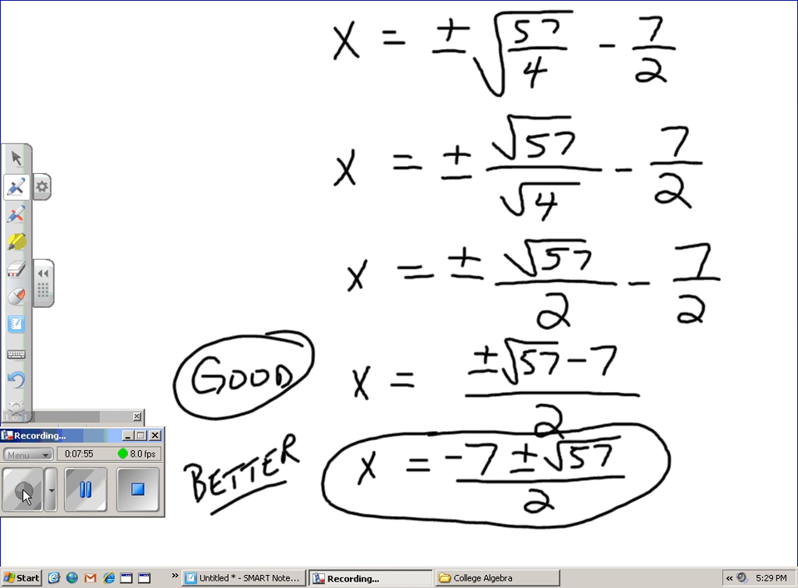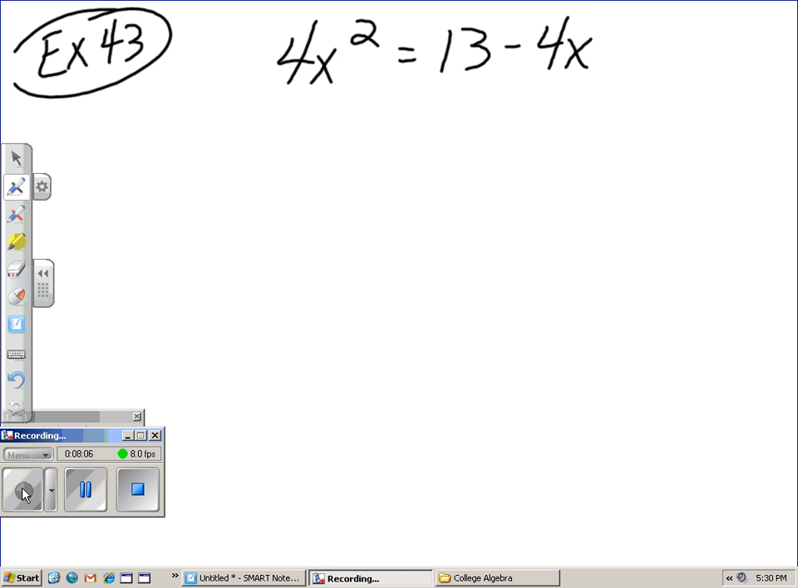Negative 7 plus square root of 57 over 2, or negative 7 minus square root of 57 over 2. That's a better way of writing it. Always put the real or the whole number first. All right, this is an example for number 43.